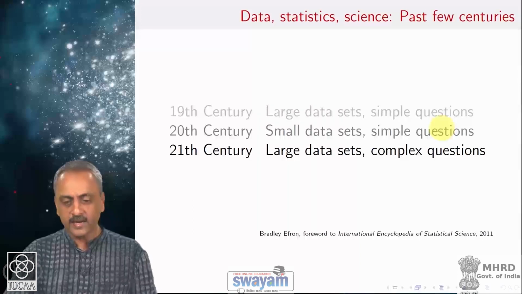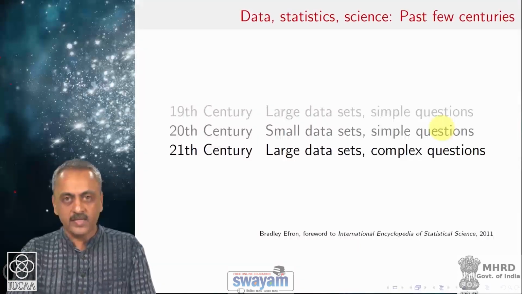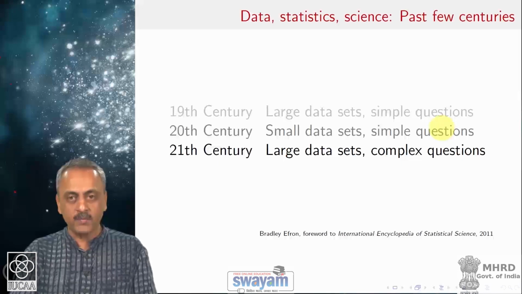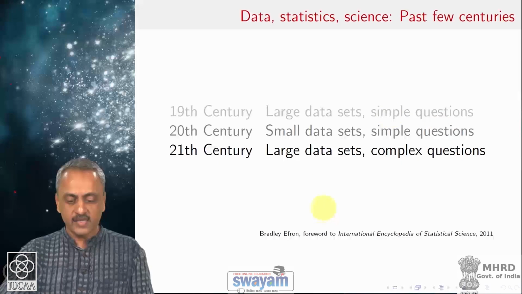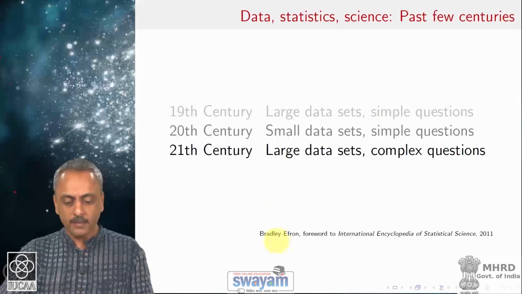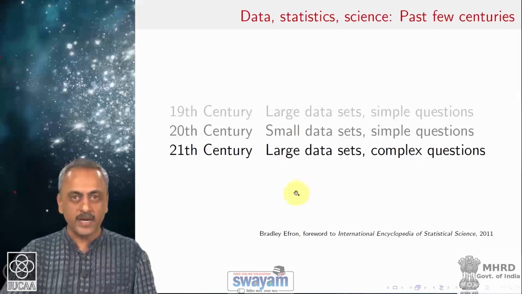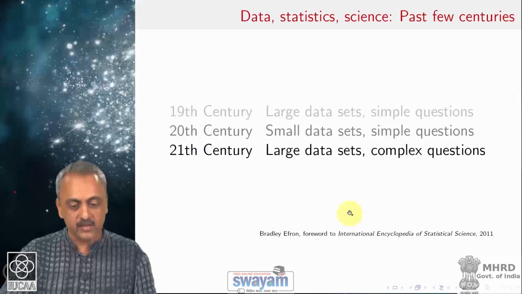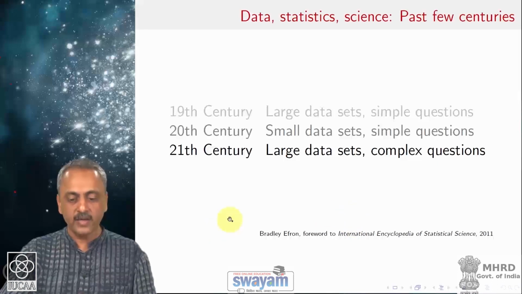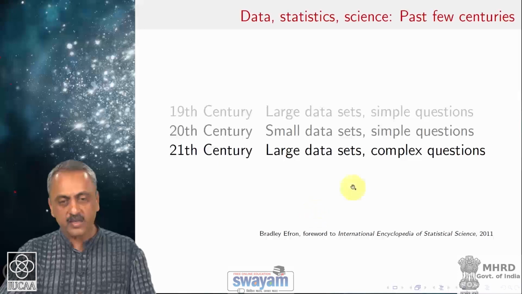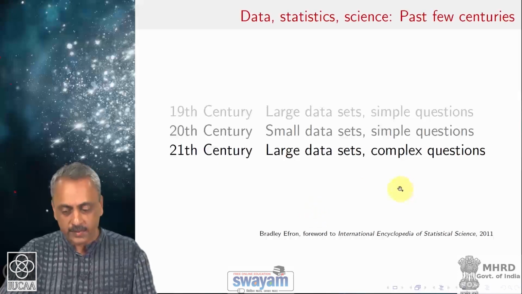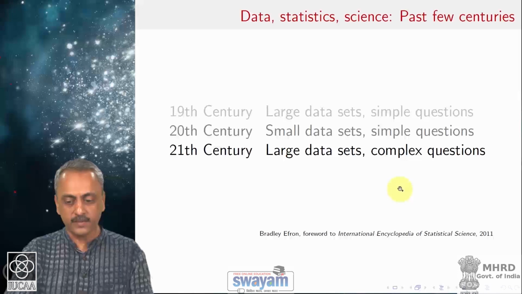In fact, let me just end this with an interesting summary of what has been happening over the past 2.5 to 3 centuries. This is an interesting perspective by Bradley Efron. In this view, the 19th century was dominated by large data sets but simple questions. The 20th century, the last century, was dominated by small data sets but again simple questions. This is the century where data sets are large and the questions are complex. So, let me end with that note here.